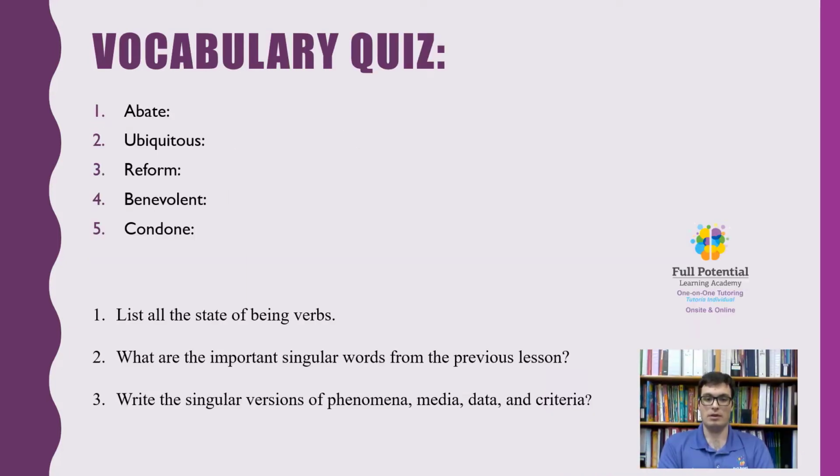Here is a vocabulary quiz based on material from last lecture. We have the words abate, ubiquitous, benevolent, condone, and reform, as well as the questions. Please take a moment now to pause the video and try them out yourself. If you haven't paused the video yet, please do so now and complete the quiz on your own. We will be moving on in 5, 4, 3, 2, 1.